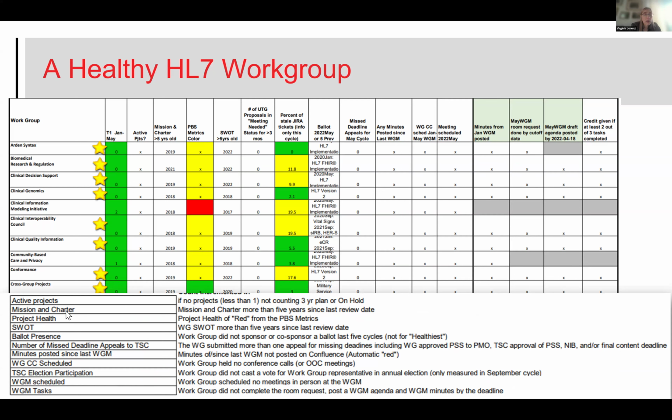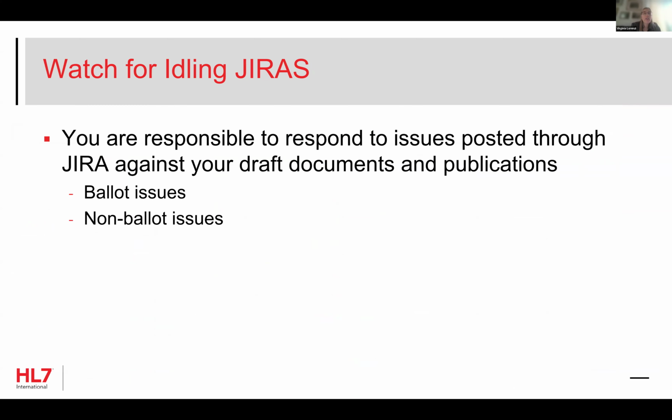Here's a key to some of these things up here. About JIRA, they call it the idling JIRA, right? This means you've got JIRA issues that are sitting out there, but you're not dealing with them. That's a problem. Then you'll lose your gold star if you've got idling JIRAs. You've got to make sure you touch your JIRAs and keep them up to date because that's part of transparency.